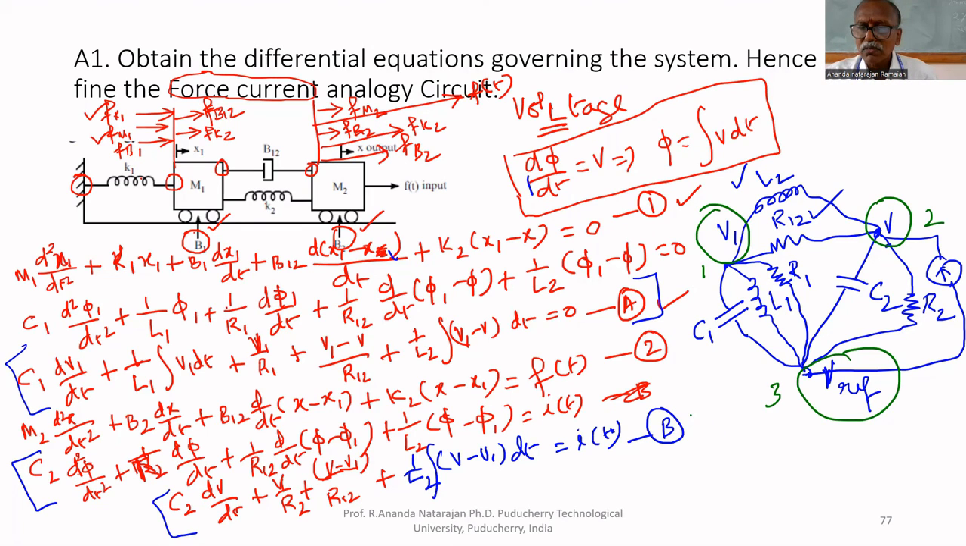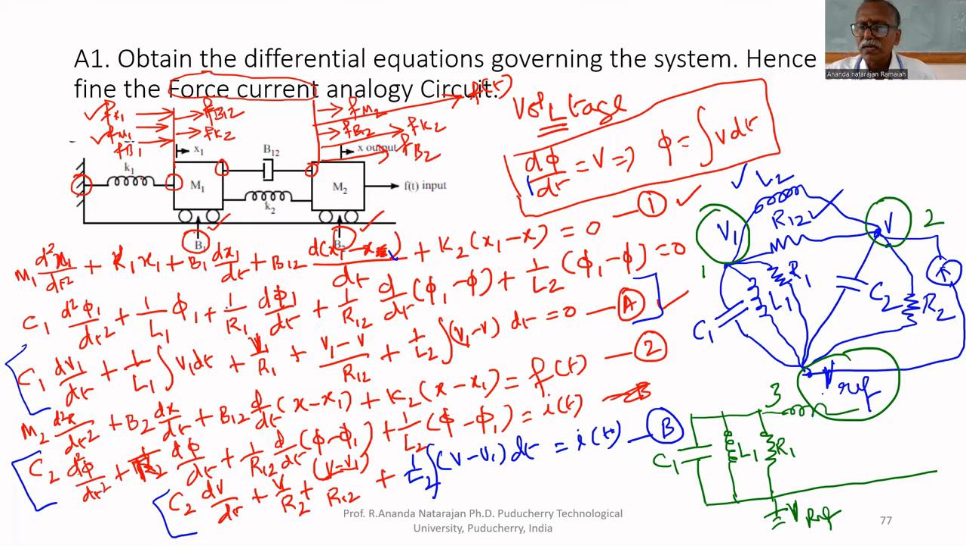So how can we redraw the circuit? C1 parallel with L1, parallel with R1, all connected to the reference. This is V reference. These are all at the same potential. Then inductor L2 and R12, then C2, R2 and a current source. That's all. Here there is no need to mention the nodes.